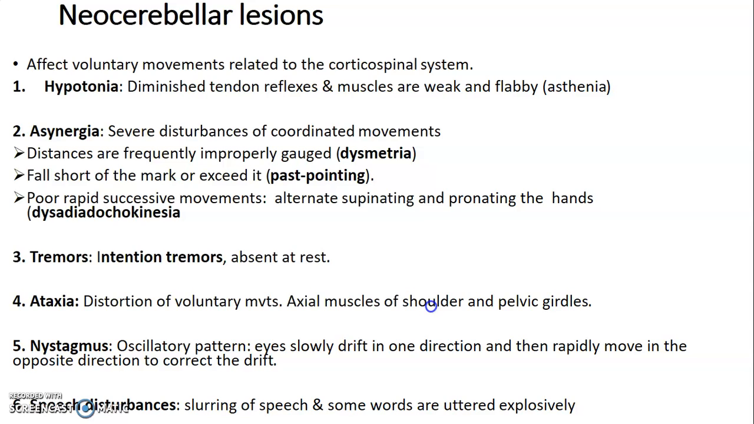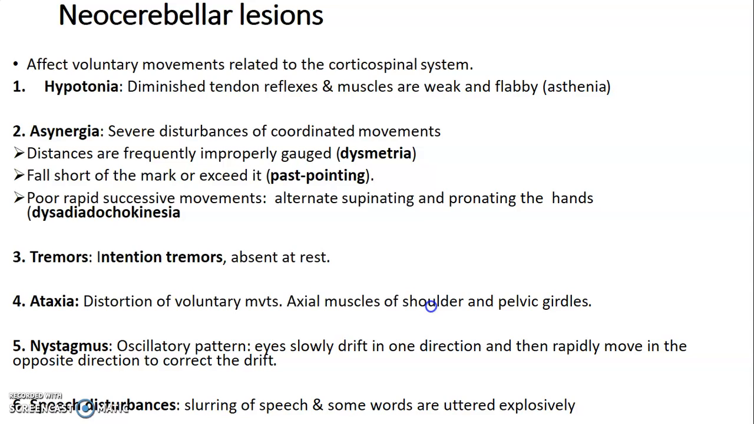They usually cause hypotonia, so you'll have diminished tendon reflexes, so the muscles will be weak and flabby. That's called asthenia. You can also have asynergia, where you lack coordinated movement. So we have what you call dysmetria, where distances are frequently improperly gauged.